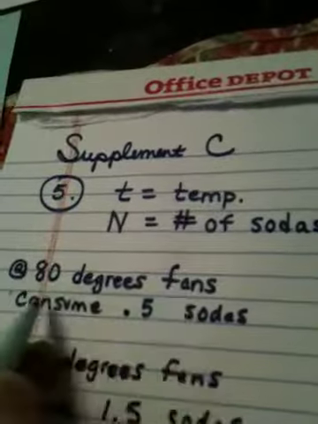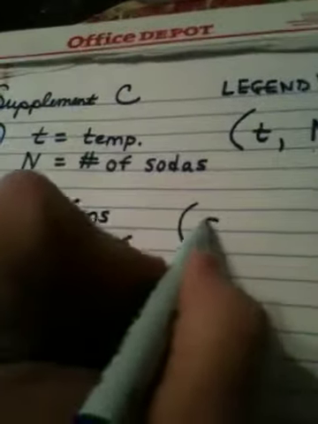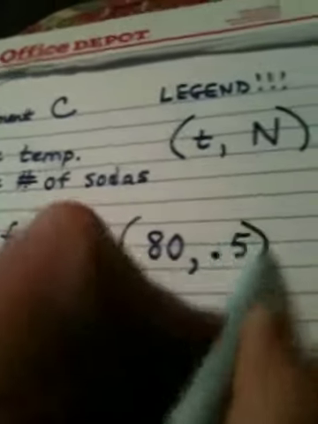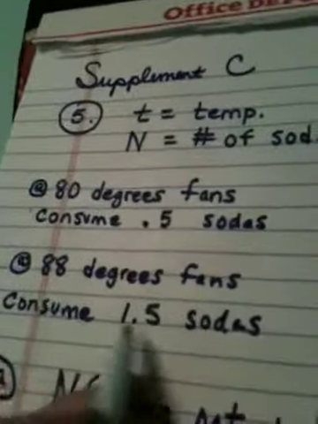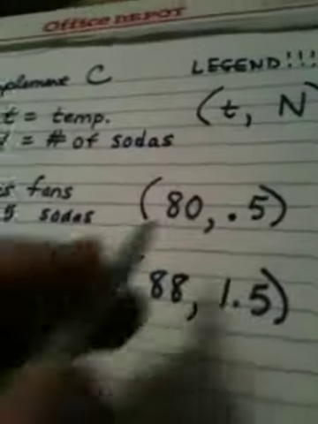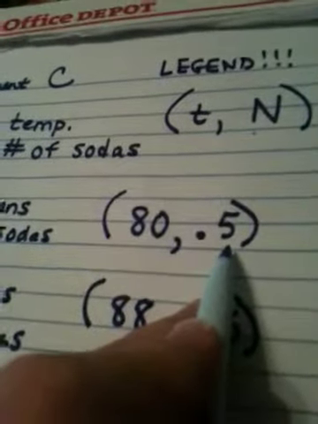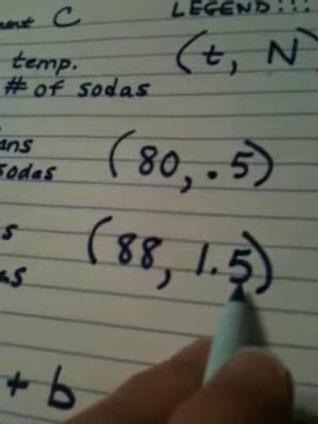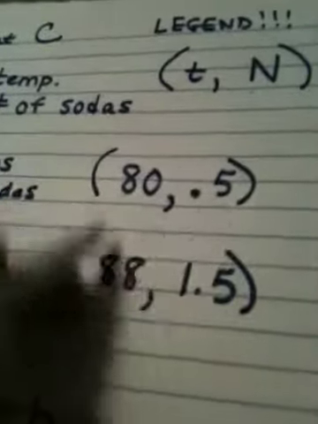Something I want you to notice. T is the temperature, N is the number of sodas. I call this my legend when I'm doing these problems. Input is temperature, output is, in this case, number of sodas. Always make sure you're putting your ordered pairs in that way. So here, at 80 degrees, they consume 0.5 sodas. So that would be the ordered pair (80, 0.5). At 88 degrees, they consume 1.5 sodas. So (88, 1.5). Temperature comes first, number of sodas comes second.